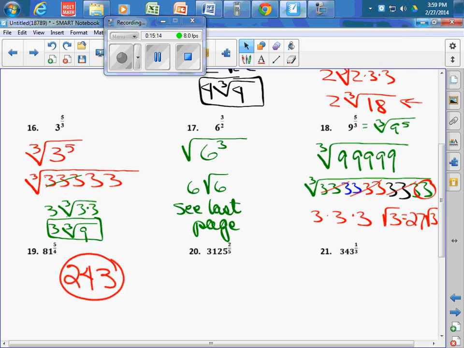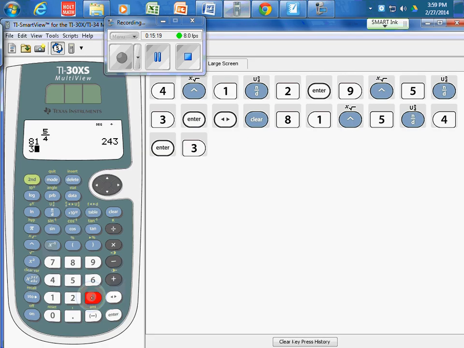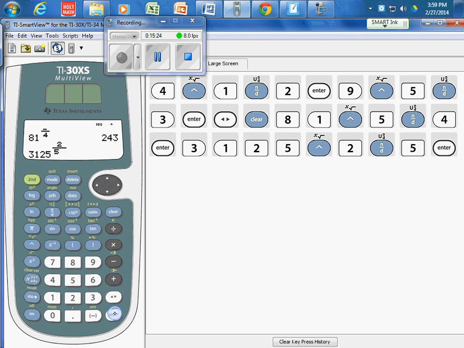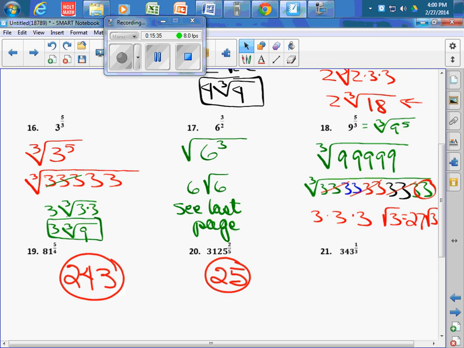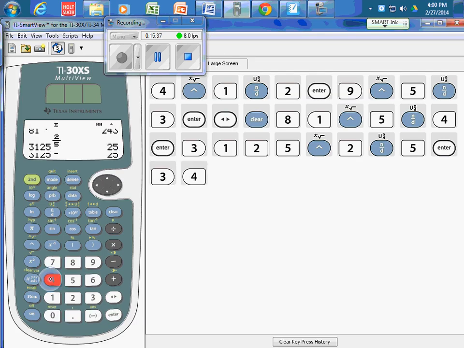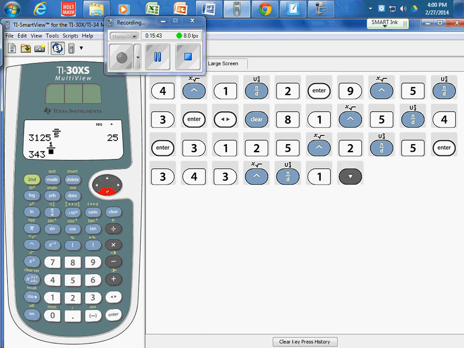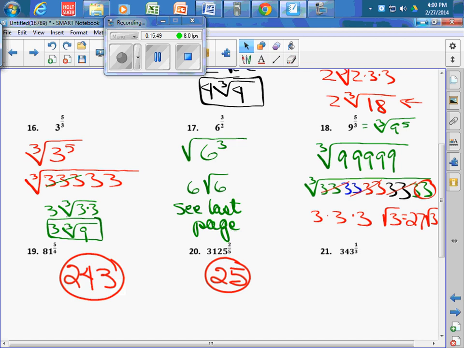Let's try 3125 to the 2/5 power. 3125. We're going to raise that to the 2/5 power. Enter. Oh, here we go. 25. And how about 343 to the 1/3 power? 343, we're going to raise that to the 1/3 power, and we get 7. So looks like those last three came out nice and even for us. Made it easy on us just to plug that into your calculator.